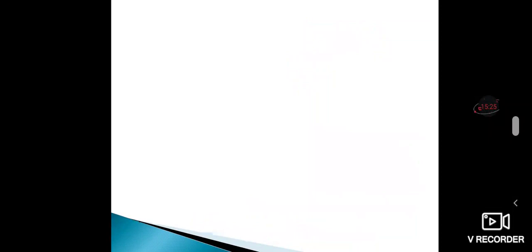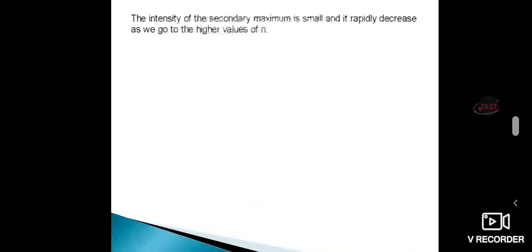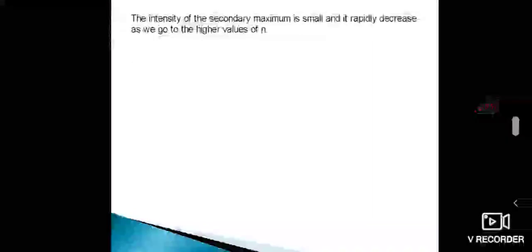Next, the intensity of the secondary maximum is small, and it decreases rapidly as we go to higher values of n. The intensity of the secondary maximum is small. However, the first one, the middle bright fringe, is the central maximum. Afterwards the intensity goes on decreasing, and it decreases rapidly for higher values of n.